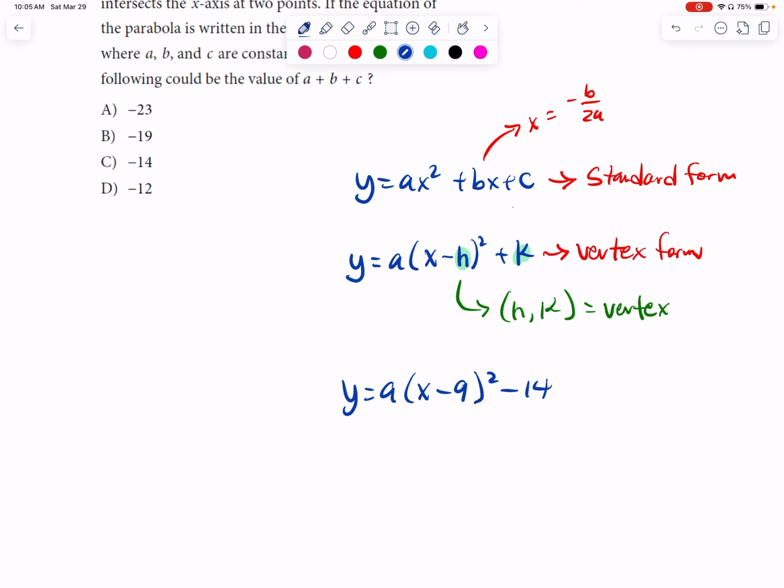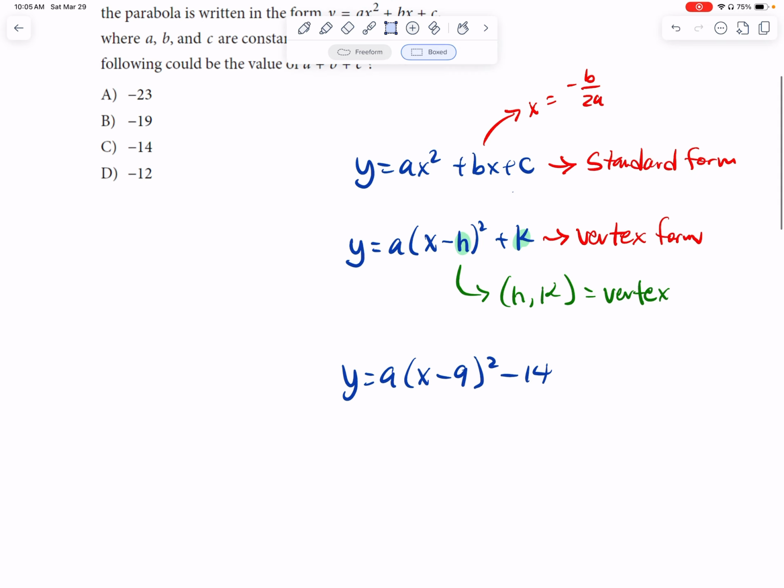Now, I think that where Desmos could come in handy is, let's say, for example, you didn't know your vertex form. How dare you? But maybe Desmos could help you investigate to try to figure out that particular equation. We'll see how to do that in just a second. But then also, it's going to help you figure out a little something about your a.